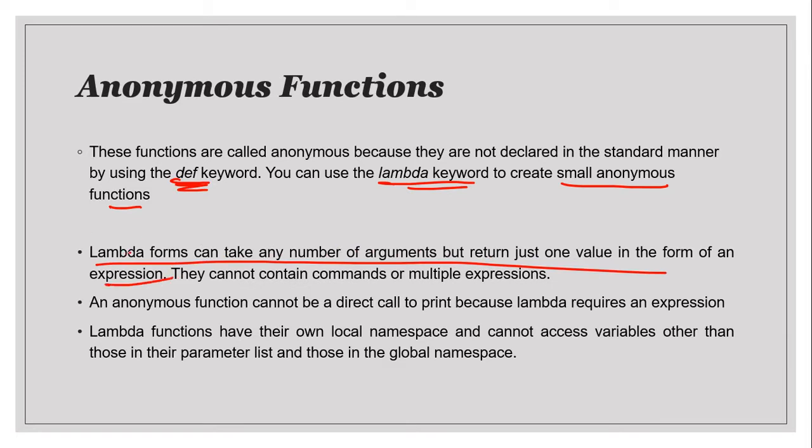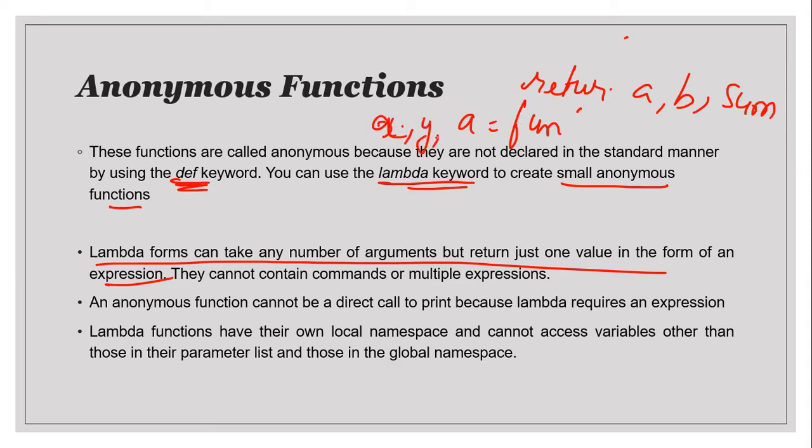As we know, in a normal function we can return multiple values. So we can return a, b, sum. For example, when I call a function, suppose the function name is fun, I can have x, y, sum, and it will give me all three values. But in the lambda anonymous function, we can return just one value. They cannot contain multiple commands or multiple expressions.